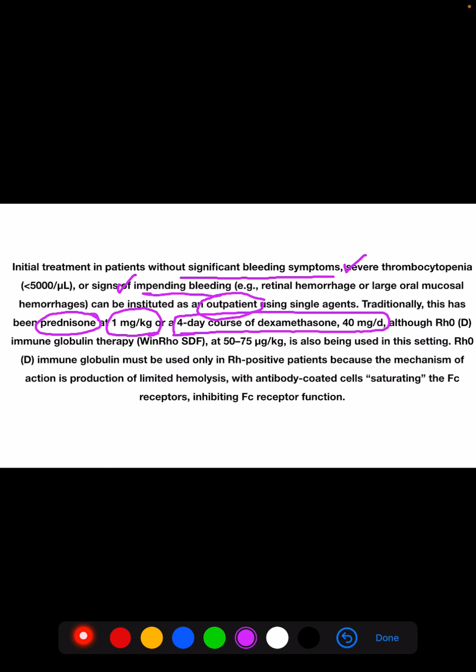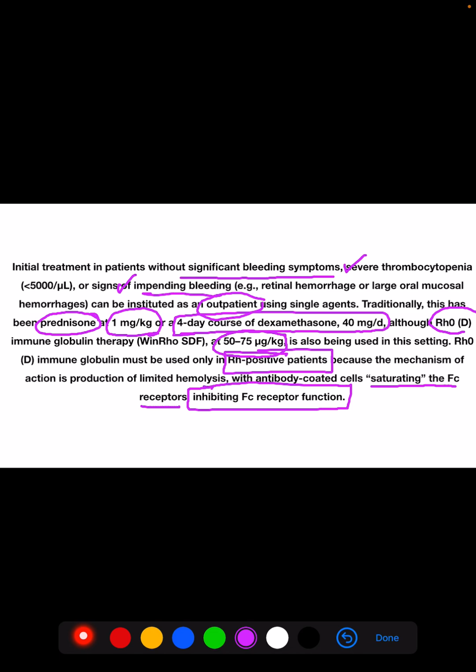Although Rho immunoglobulin therapy at 50 to 75 microgram per kg is also being used in this setting. Rho immunoglobulin must be used only in Rh positive patients, because the mechanism of action is production of limited hemolysis, with antibody coated cells saturating the Fc receptors and inhibiting the Fc receptor function.